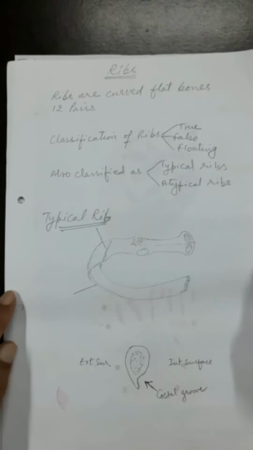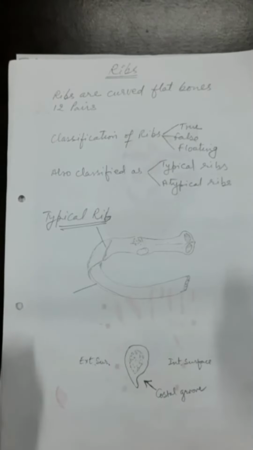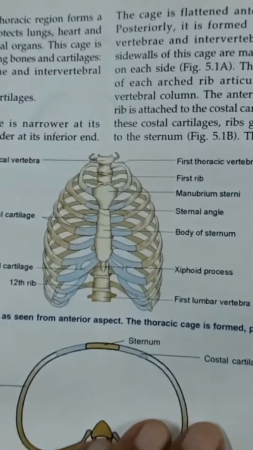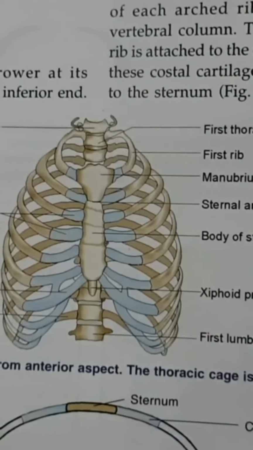Now the ribs are curved flat bones, and they form the major part of the thoracic wall. As I said, the ribs are in 12 pairs, which means there are 12 right ribs and 12 left ribs. Now the length of these ribs increases from rib number 1 to rib number 7. Let us see in this picture here, and I will increase the size of this picture so that you can see this thoracic cage.